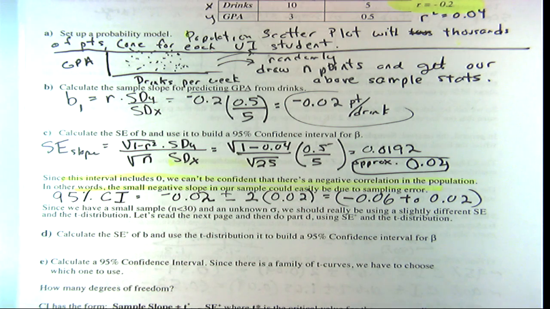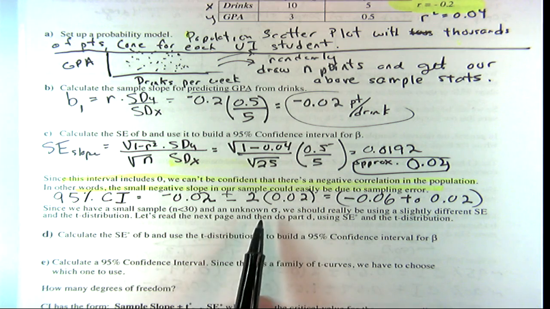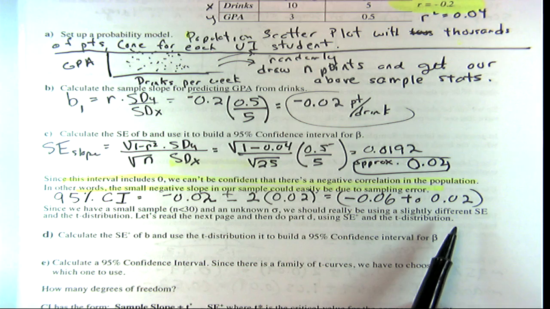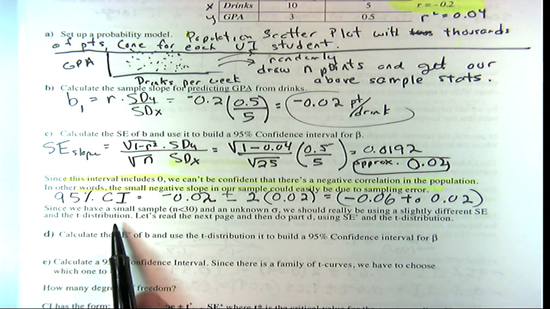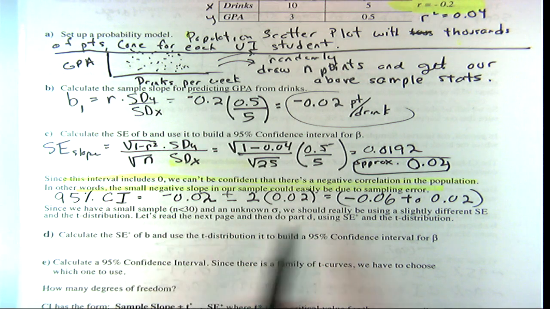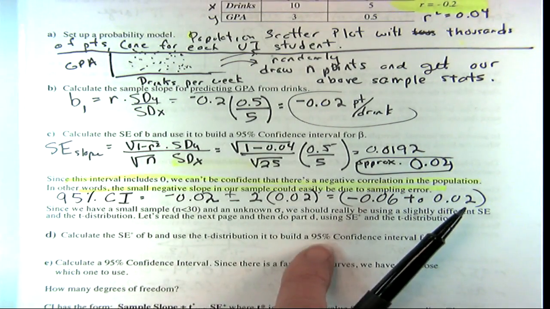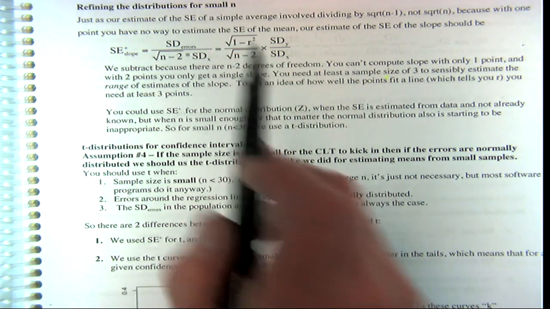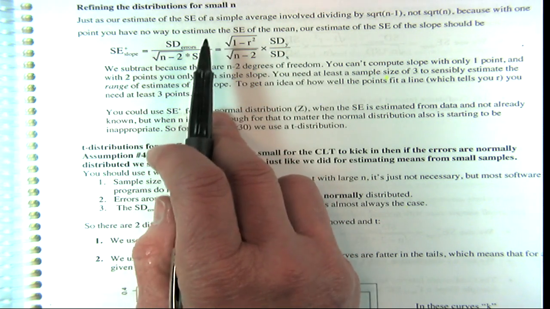All right, suppose we have a small sample. Let's say n is less than 30. And again, we have an unknown population standard deviation, sigma. We should really be using a slightly different standard error and the t-distribution. So let's read the next page and then do the rest of this using a small sample. All right, so here is what we're going to do. Redefining the distribution for small n.